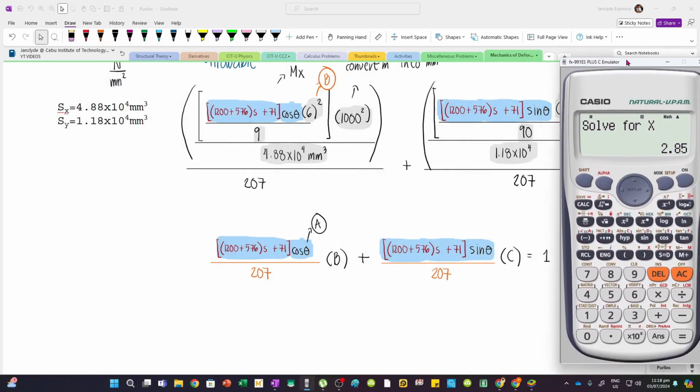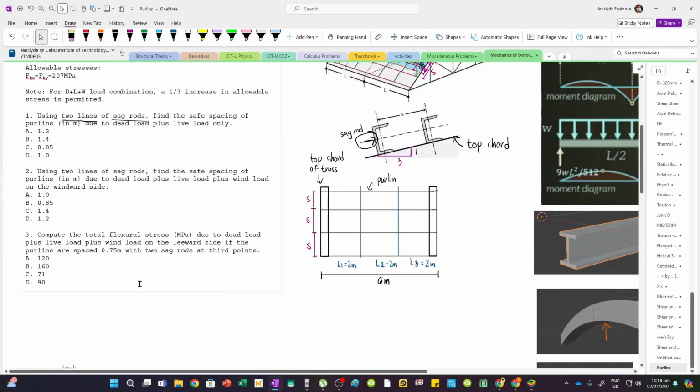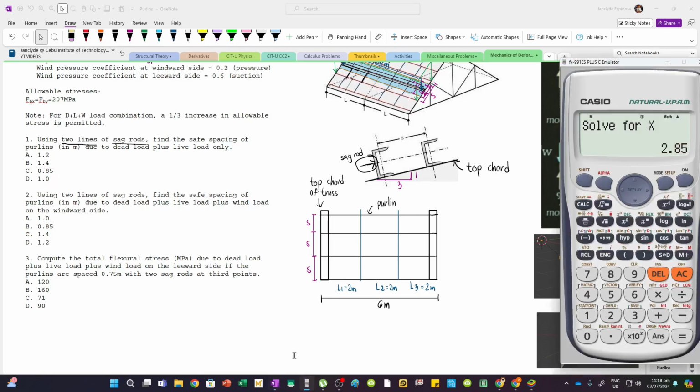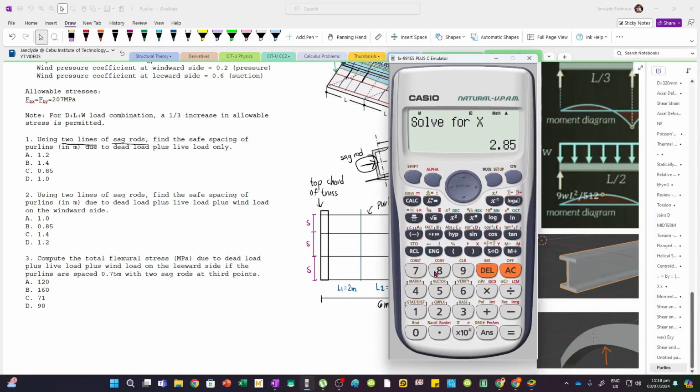Now sir, paano malaman yan? Check mo yung choices. Now dito sa choices, we have 1.2, 1.4, 0.85, and 1. Now what is the approximate average of these values? Sabihin natin na it's around 1.25. Sabihin lang natin. So press equals.